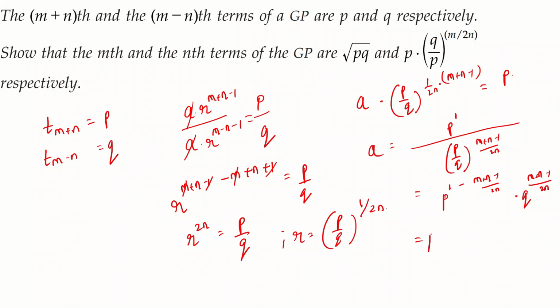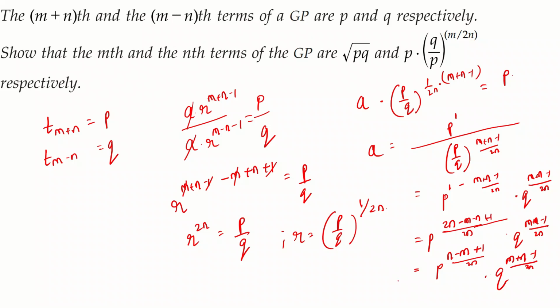Okay, so now p, 2n LCM, 2n minus m minus n plus 1 into q to the power of m plus n minus 1 by 2n. 2n minus n cancel out to give us n. So p to the power of (n minus m plus 1) by 2n into q to the power of, this is multiplication, so into q to the power of m plus n minus 1 by 2n. So we have got the value of a and we have got the value of r.